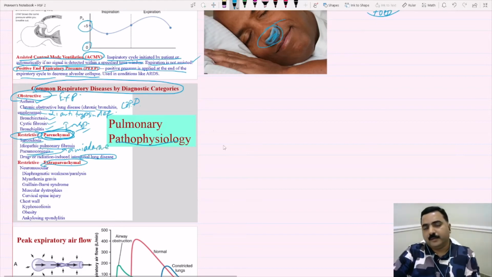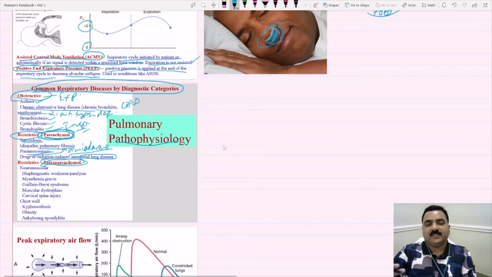Amiodarone is used for atrial fibrillation and other cardiovascular conditions. We don't want to discuss more about amiodarone here; you will study it in your pharmacology. So some drugs can induce problems like pulmonary fibrosis as a side effect. That's the meaning. Other conditions are extra-parenchymal, not due to a problem of the lung.